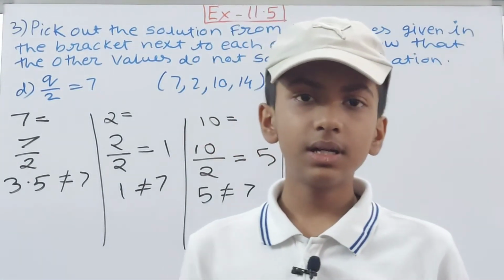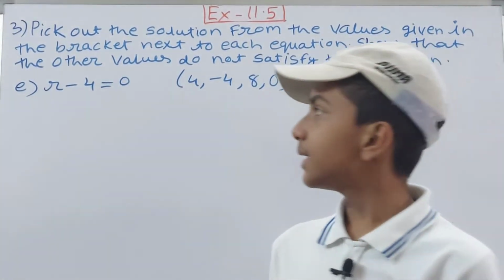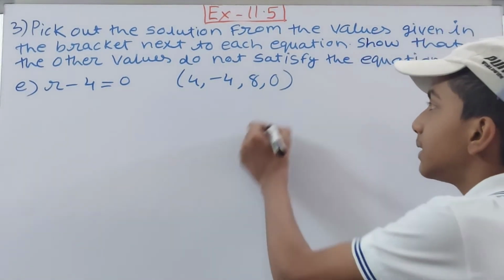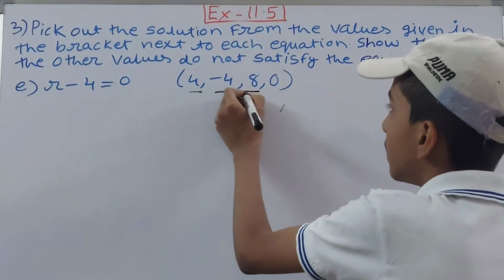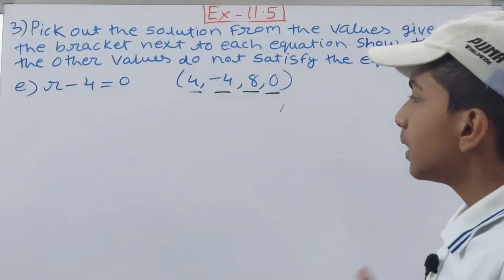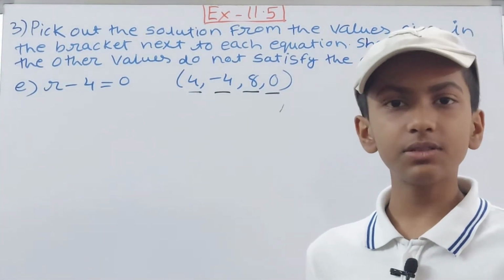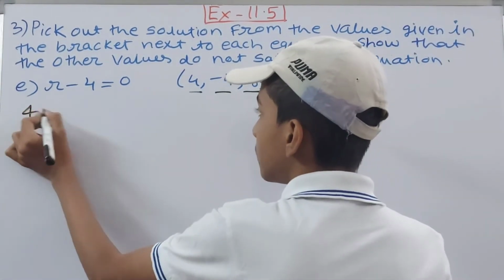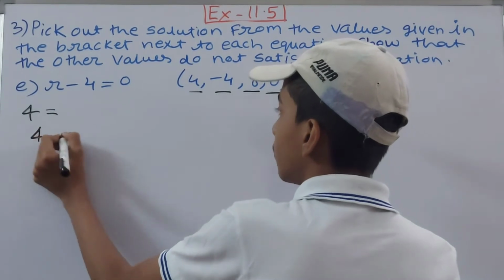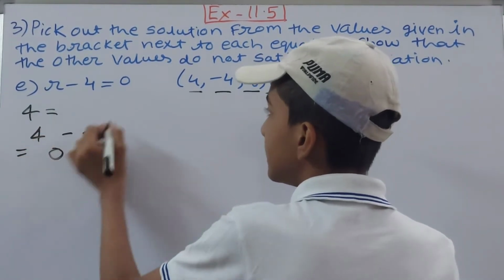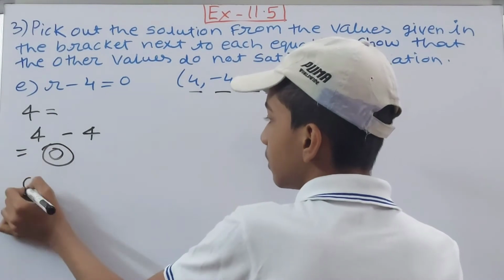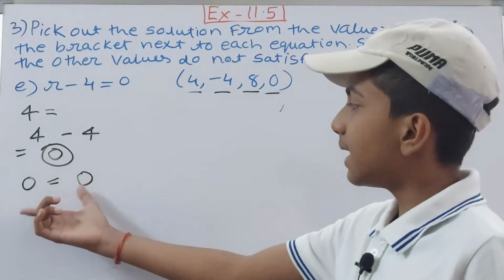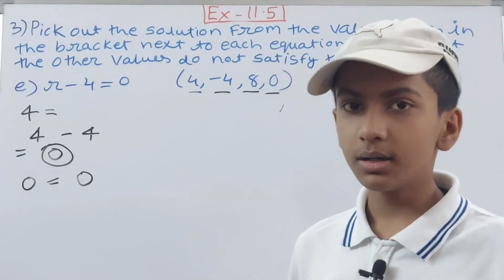Let's move on to the next part. Now next part is r minus 4 is equal to 0. You can see the values of r are given as 4, minus 4, 8 and 0. Now let us put these values one by one and see which value will satisfy our equation. First is 4. 4 minus 4 is 0. So in the LHS we get 0 and in the RHS also we have 0. That means the equation is satisfied, both of the sides are equal.